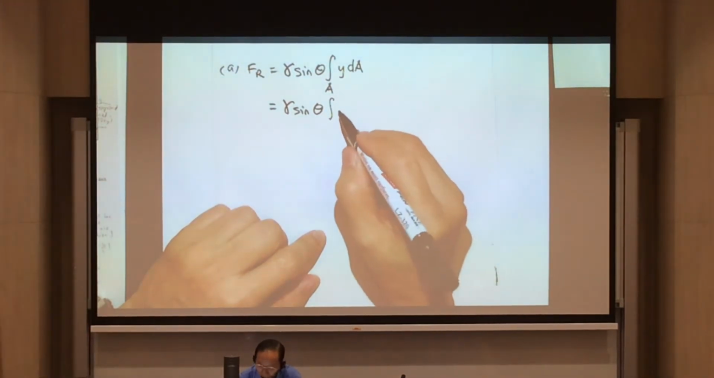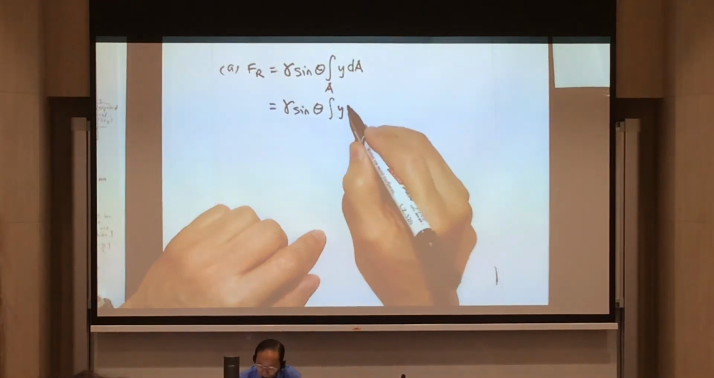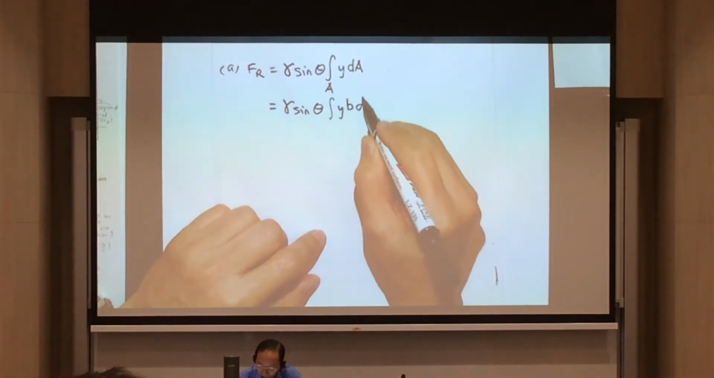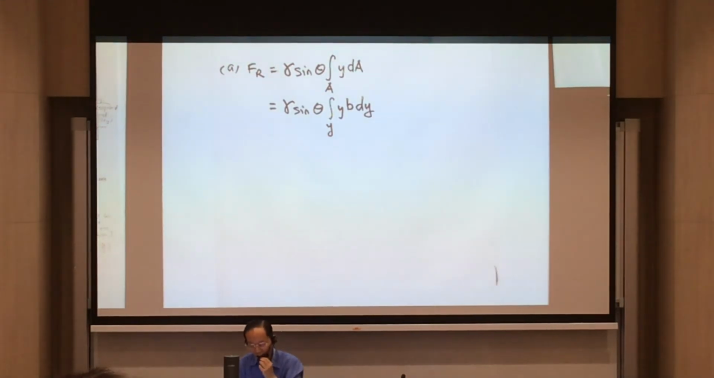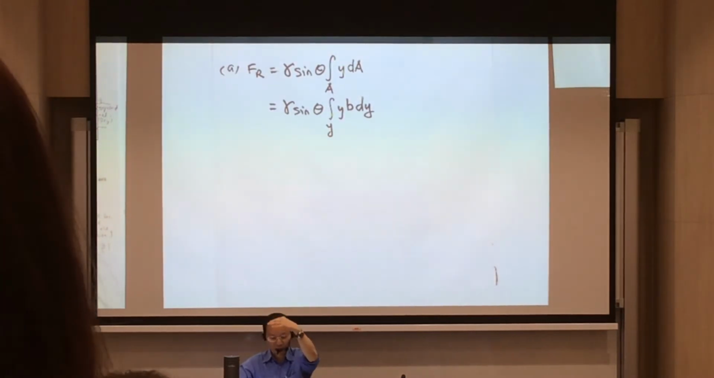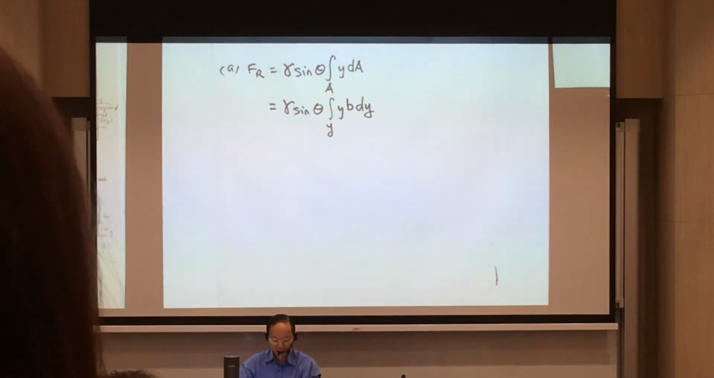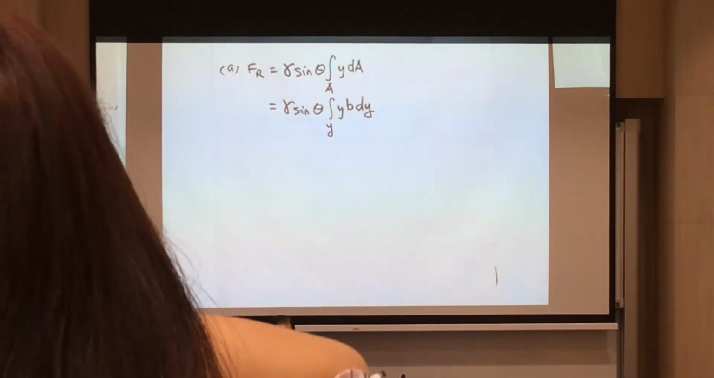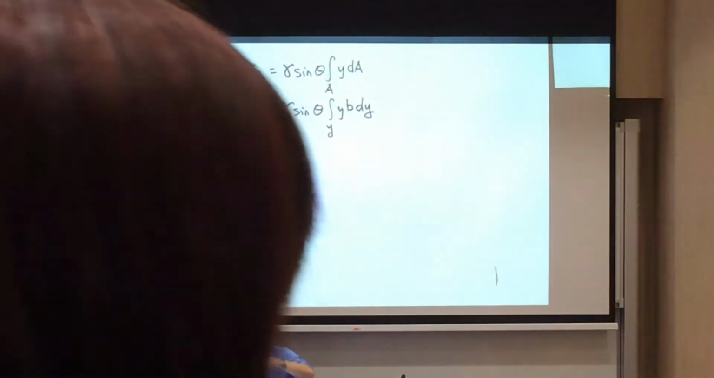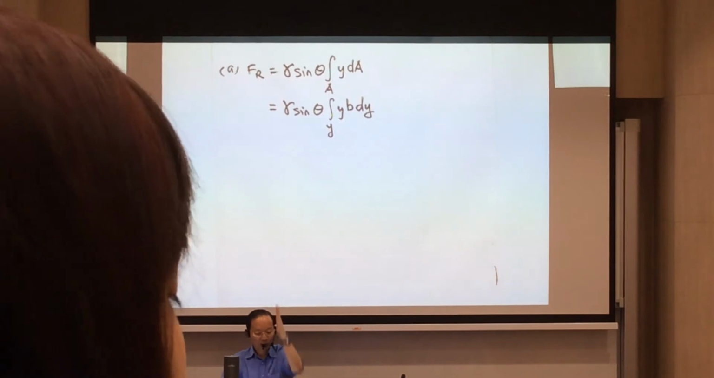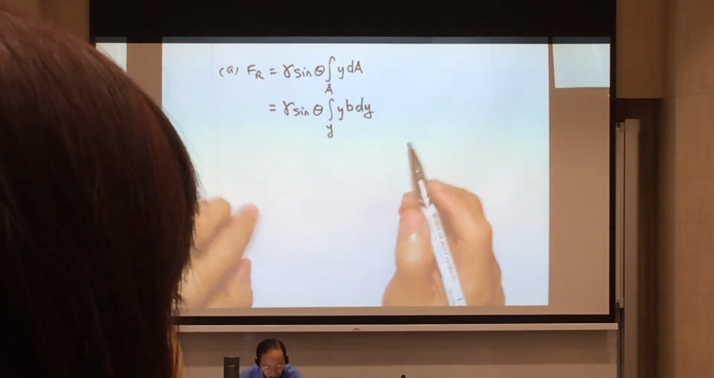So this becomes, y dA is y, what's dA? dA is b times dy, over y, because we are going to integrate across the y direction. That's where the forces vary. In the horizontal direction, the forces don't vary. The forces only vary along the y direction.